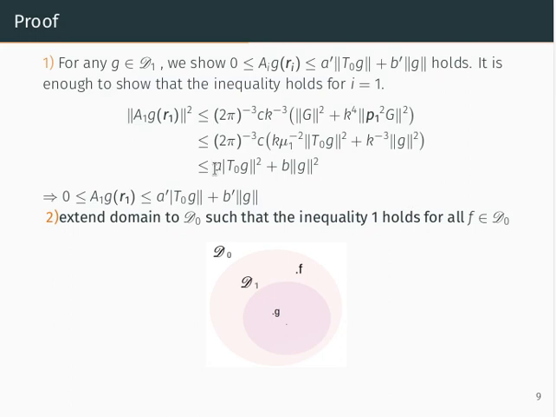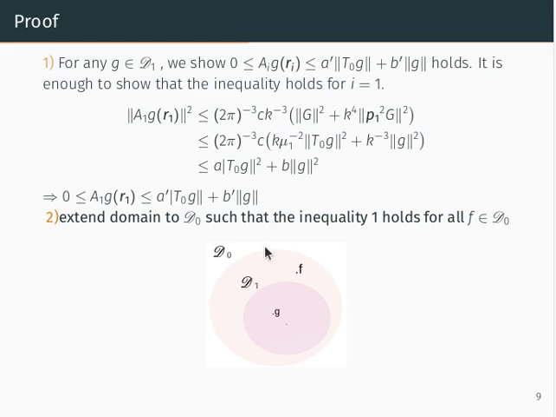and when we define a in this as this term and b as c over the cube of 2 pi k, we can say that the square of the norm of A1g is less than or equal to a squared times the square of the norm of T0g plus b squared times the square of the norm of g. When we take the square root of both sides, we can say that A1g is positive and bounded by this term.